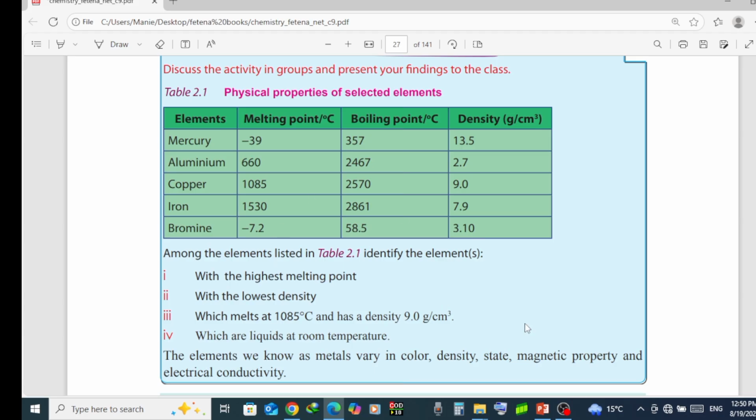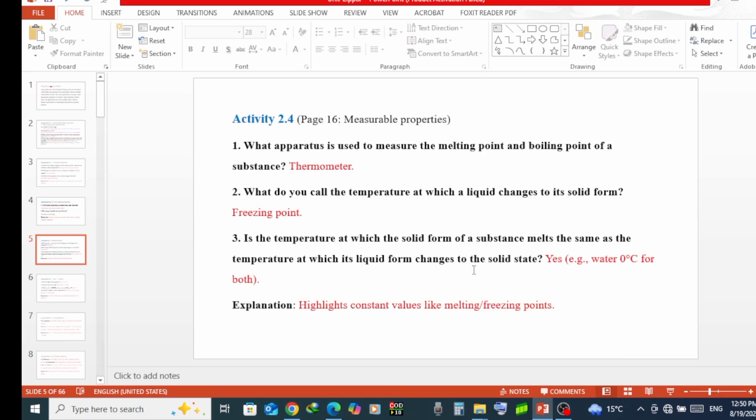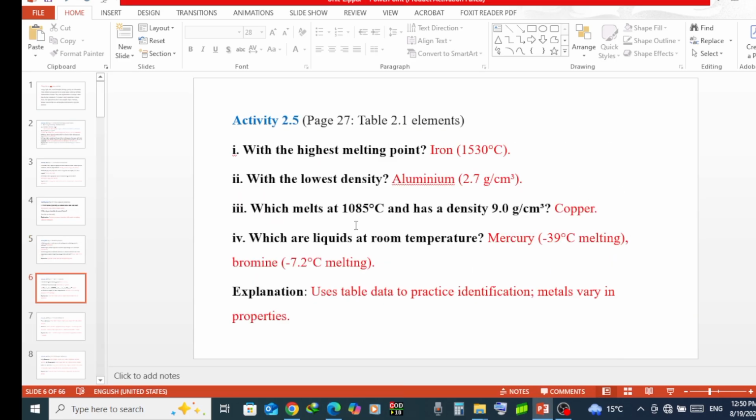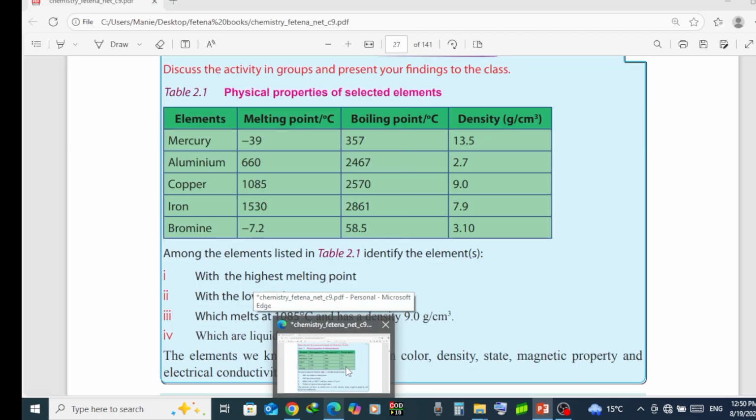So let's try to see the answers which are given in the sample. From the given list of substances, the one with the highest melting point is iron, 1530 degrees centigrade. Therefore, this is the one with the highest melting point.